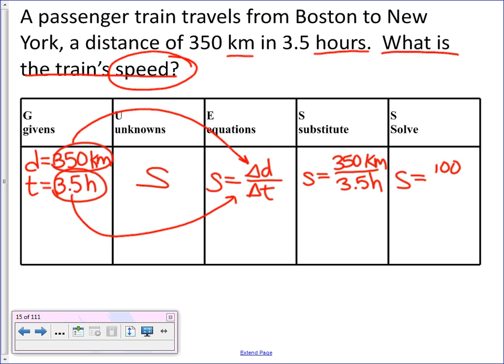And then the units we're going to use are revealed in your equation. We have kilometers over hours. So our unit will be 100 kilometers per hour.